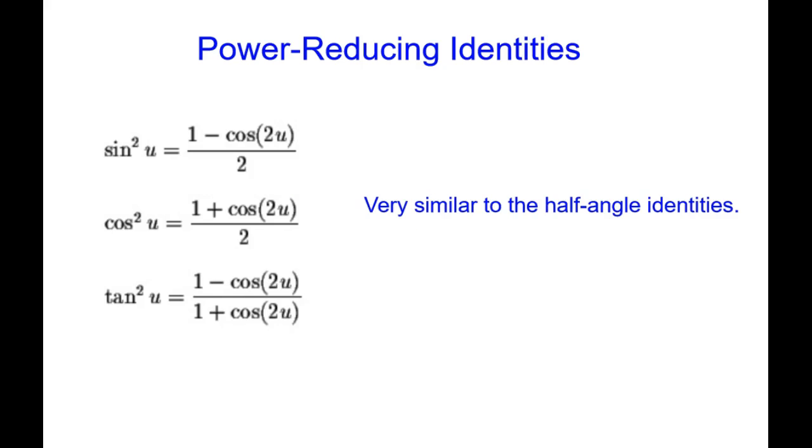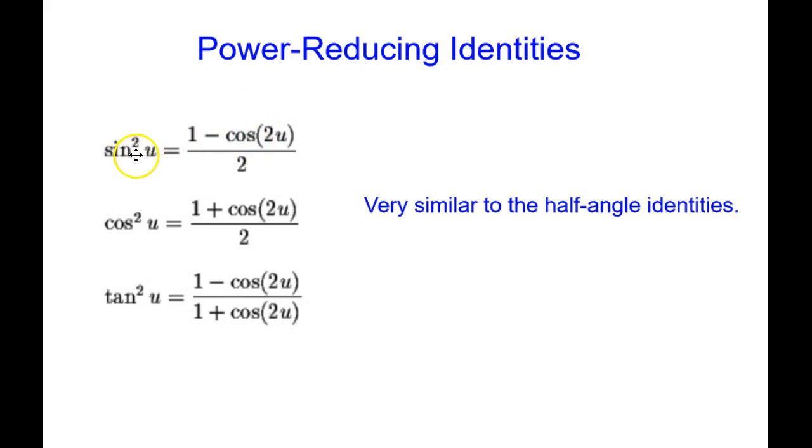Now we're going to discuss the power reducing identities. These are going to be very similar to the half angle identities. So we have one for the sine, cosine, and tangent. If we were trying to write the half angle identity for the sine, we would take the square root of each side of the equation, giving us a plus or minus the square root of this quantity.